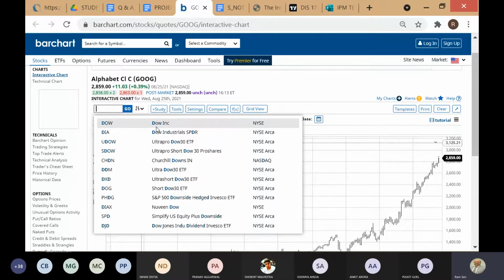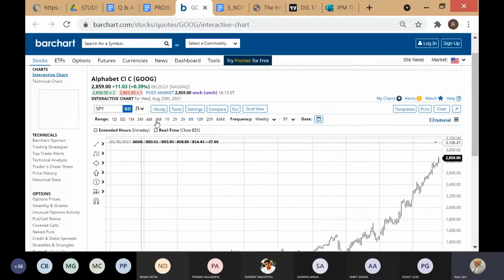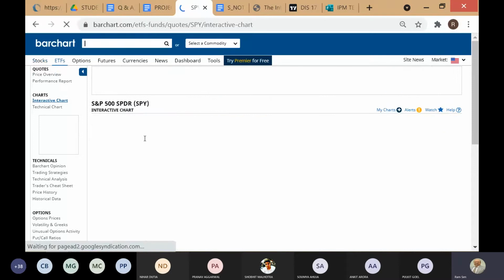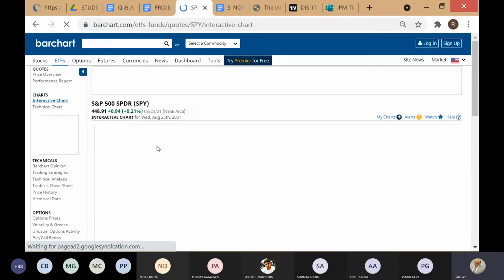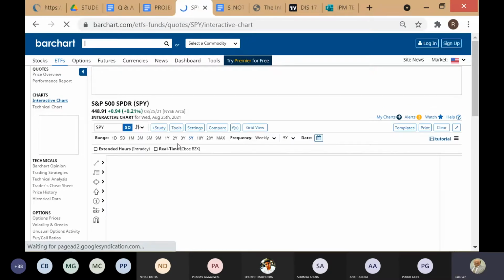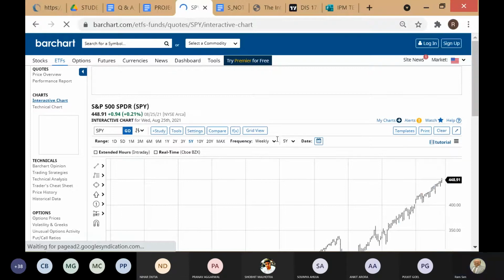Okay, so let's try for SPY. This is the ETF which tracks the S&P 500 index. Okay, so we went for that, and I'm trying to see how much data these guys have. It's actually a good charting application, and you get a lot of facilities for free, and they have a lot of data. You can just click on Max and see.